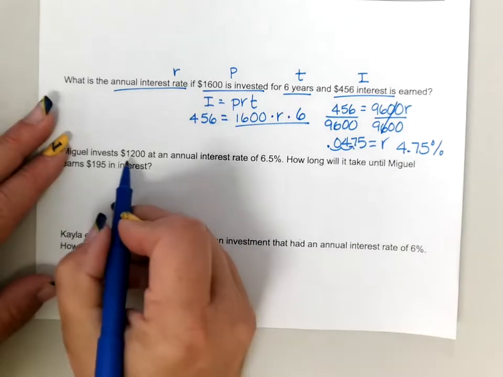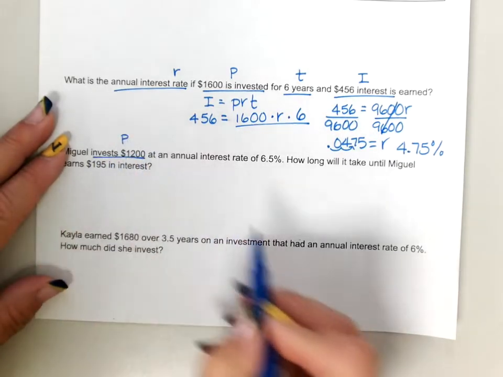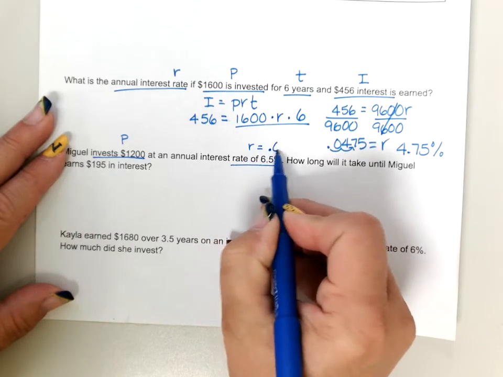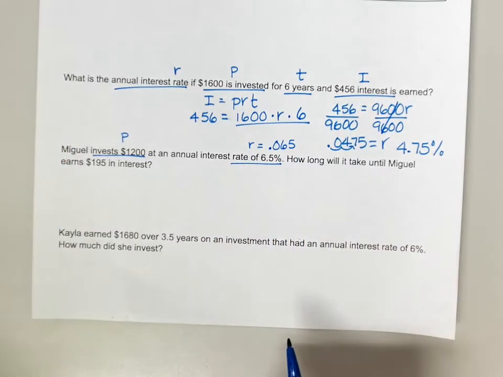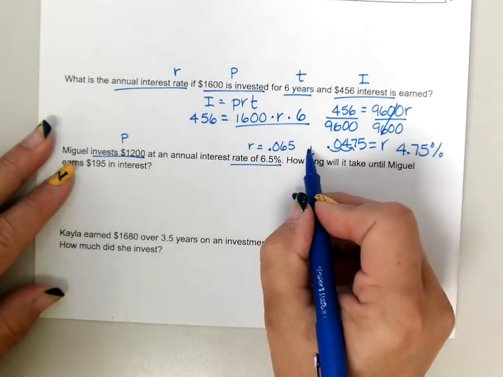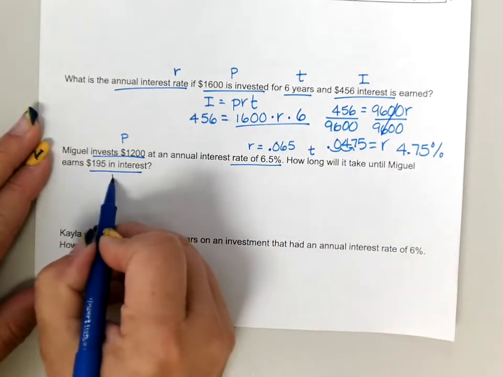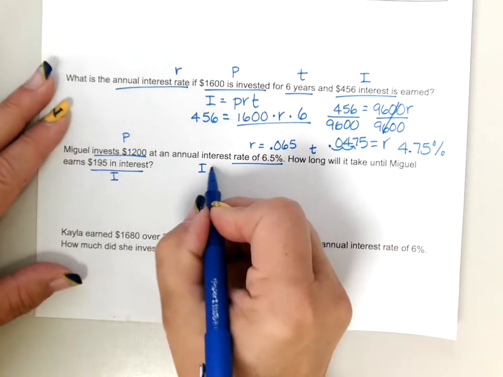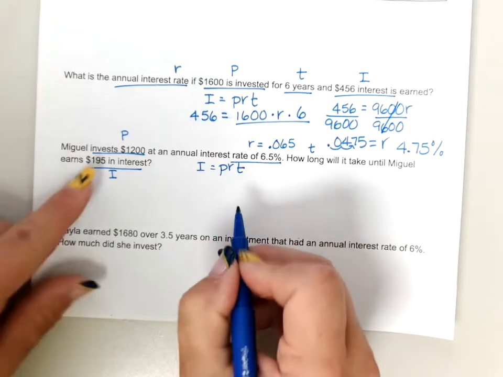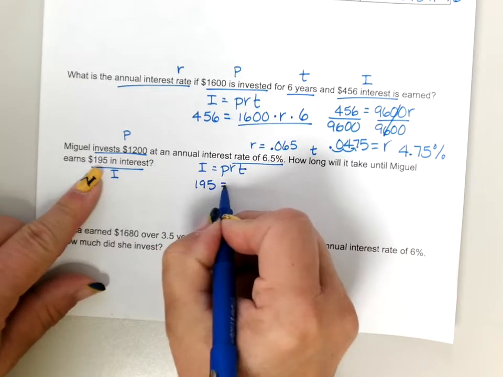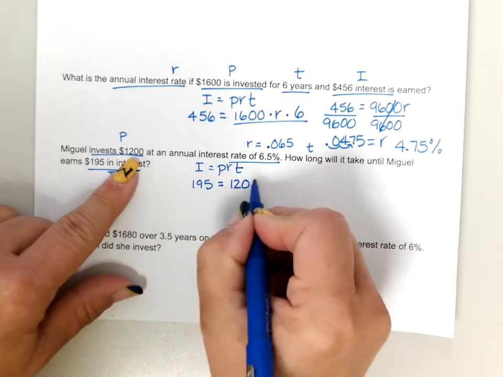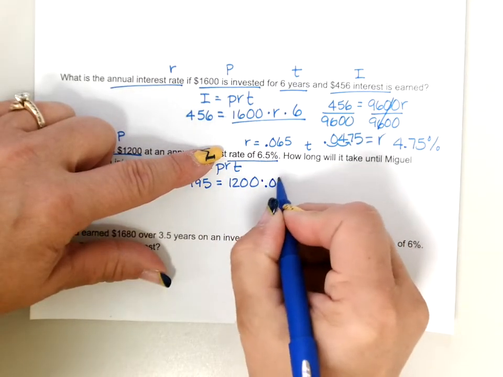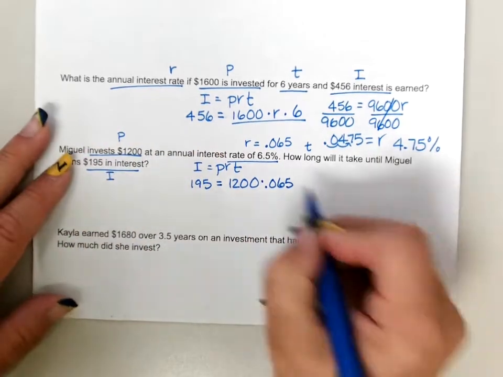Miguel invests $1,200. So the investment is the P, the principal. The rate, 0.065. I'm going to change it now so I don't forget. How long is T until he earns this much interest I? Okay, so we're going to take our equation, I equals PRT. It looks like 195 is the I. P is 1,200. My rate of 6.5, here's the part where you have to be really careful. Don't forget to turn it into a decimal.